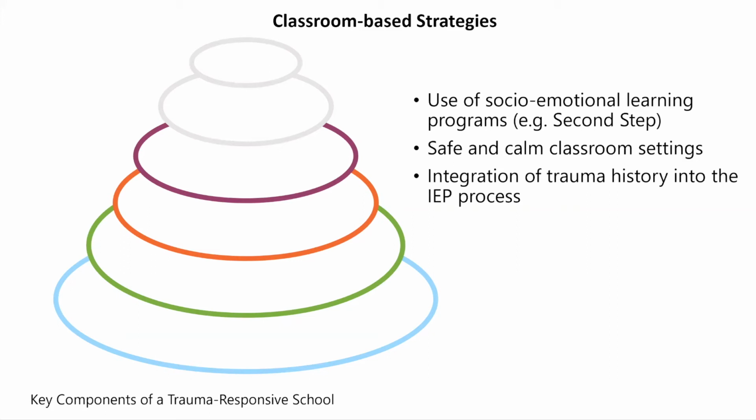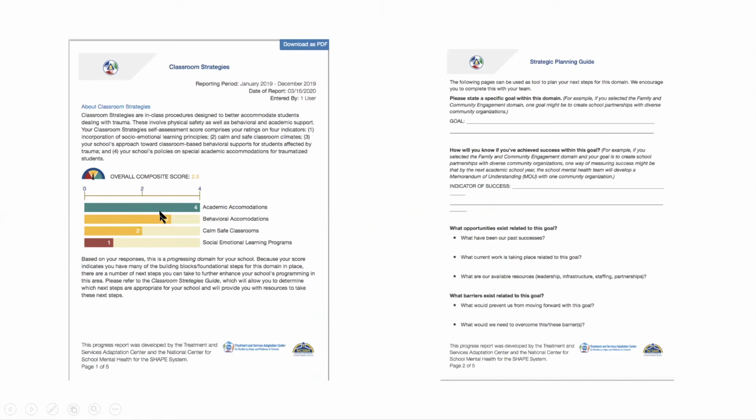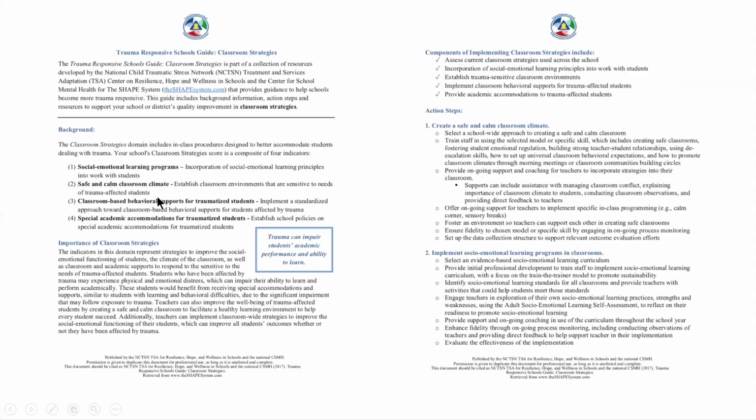So is there routine use of social emotional learning programs across classrooms? Have our teachers been trained to create safe and calm classroom settings? And to what degree are we integrating trauma history into the IEP process? Again, those are some of the questions you would be asked when you take the survey. You get your feedback report: they're doing really great in one area, not so hot in another. That would help inform what you want to work on. Then you go to the resource library, pull up this implementation guide, identify what you want to work on first, and use the recommendations to help you move that forward.